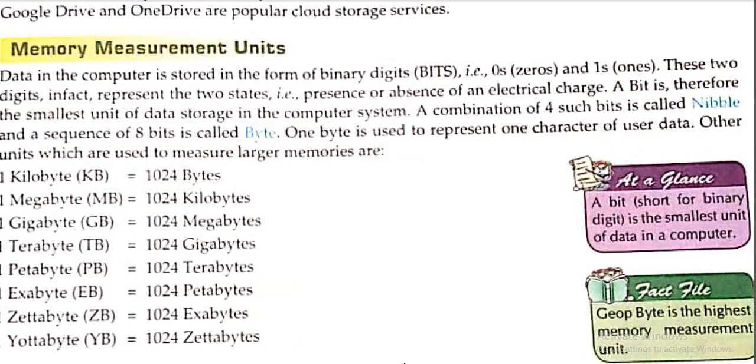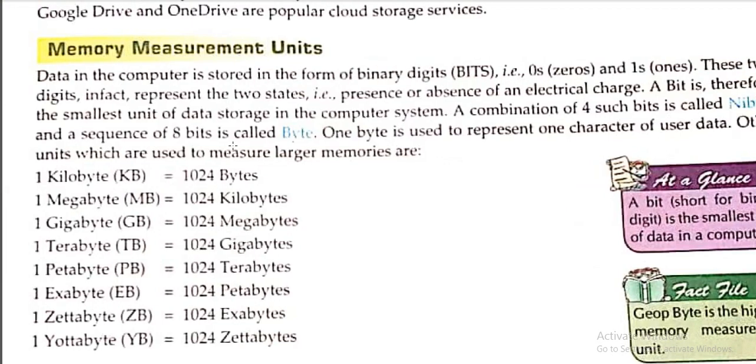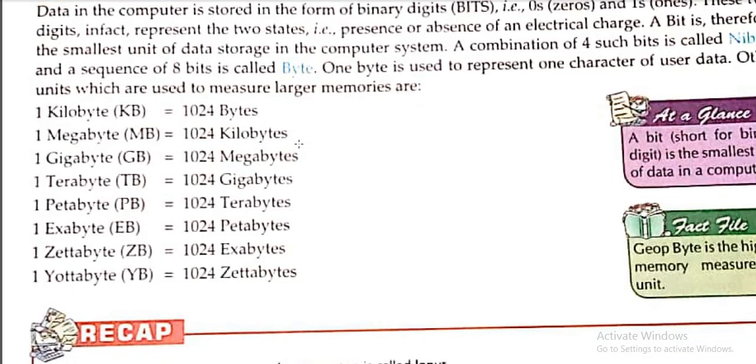A combination of four bits is called a nibble, and a sequence of 8 bits is called a byte. That means if anyone asks you how many bits in a byte, you will say 1 byte equals 8 bits. Then 1 KB equals 1024 bytes. 1 megabyte equals 1024 KB. 1 GB means 1024 MB. 1 TB, terabyte, means 1024 GB.